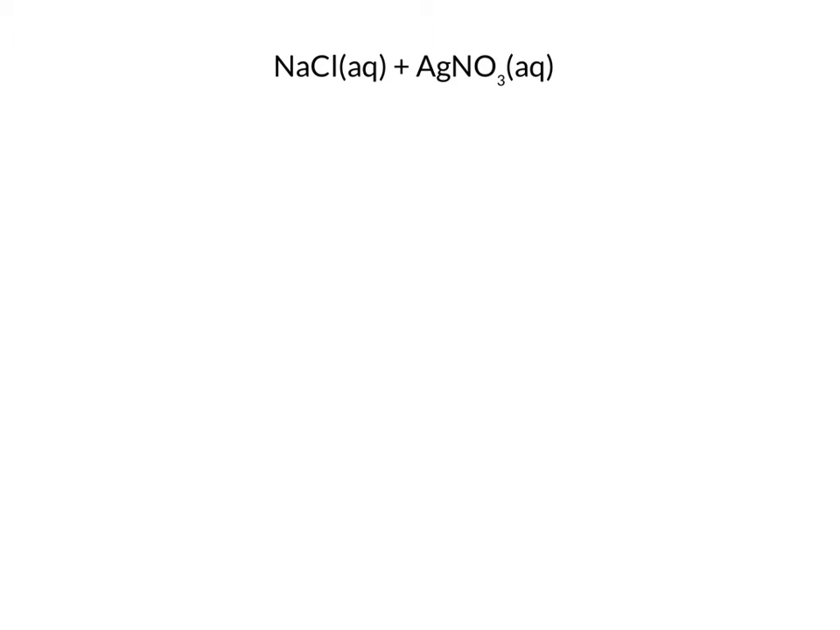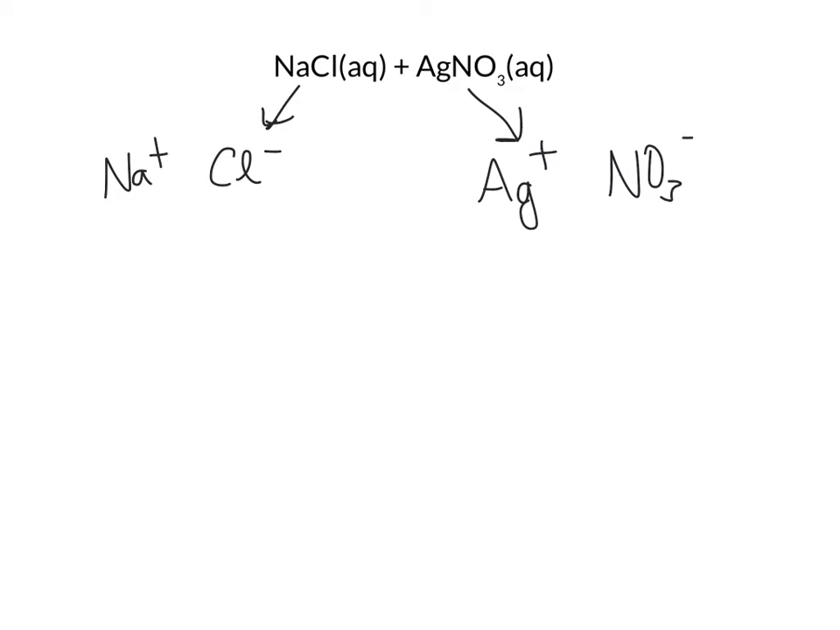For the first example, we're going to look at the reaction between sodium chloride and silver nitrate. So first what we need to do is break these up into their component ions. So sodium chloride is made up of sodium ions and chloride ions. And silver nitrate is made up of silver ions and nitrate ions.